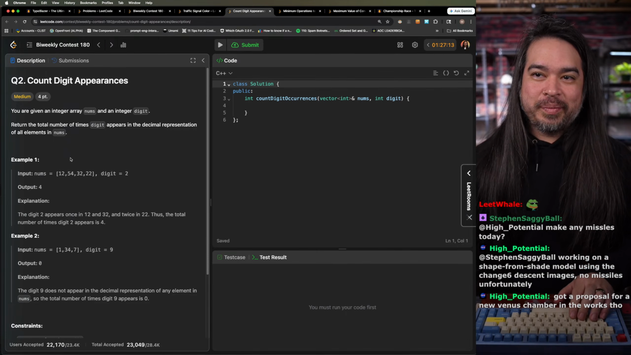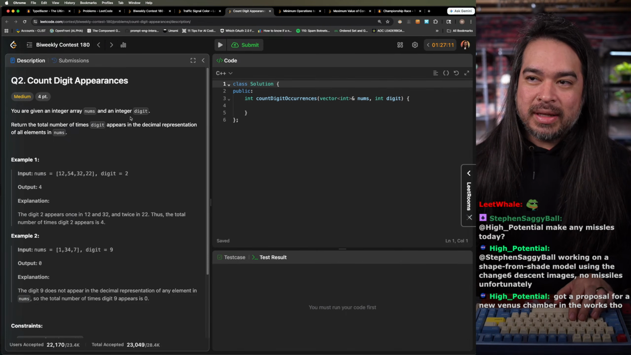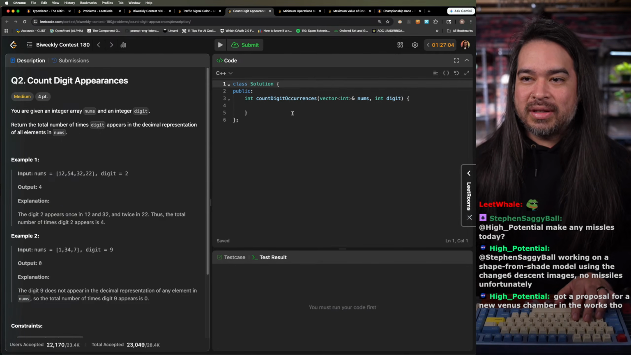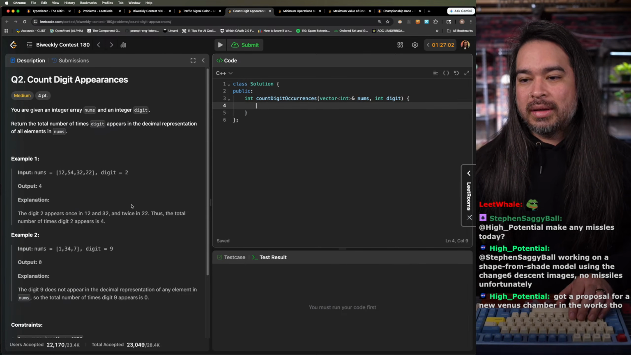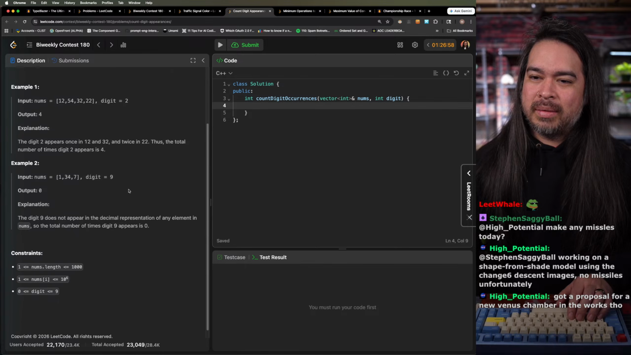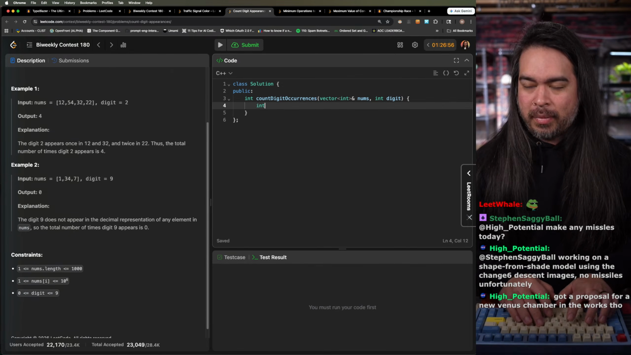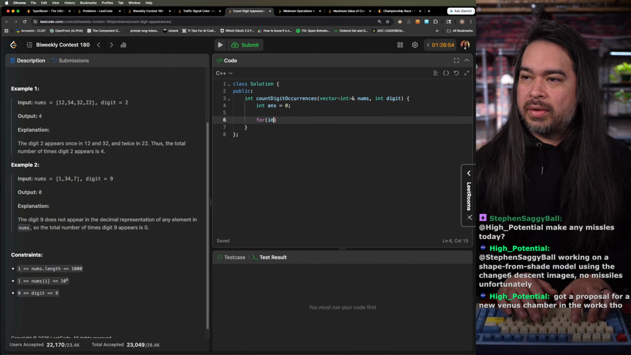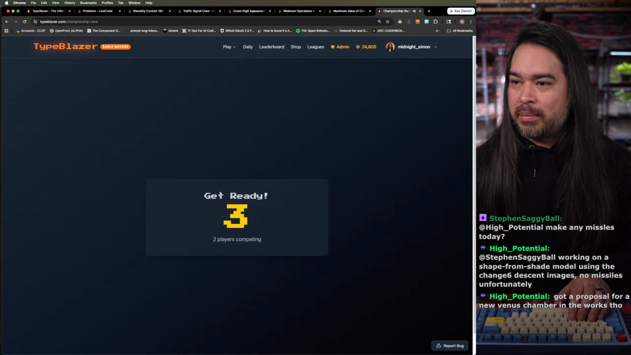All right. You're given an integer array nums and an integer digit. Return the total number of times digit appears in the decimal representation of all elements in nums. What? It's crazy. So, oh shit. Type Blazor time real quick.